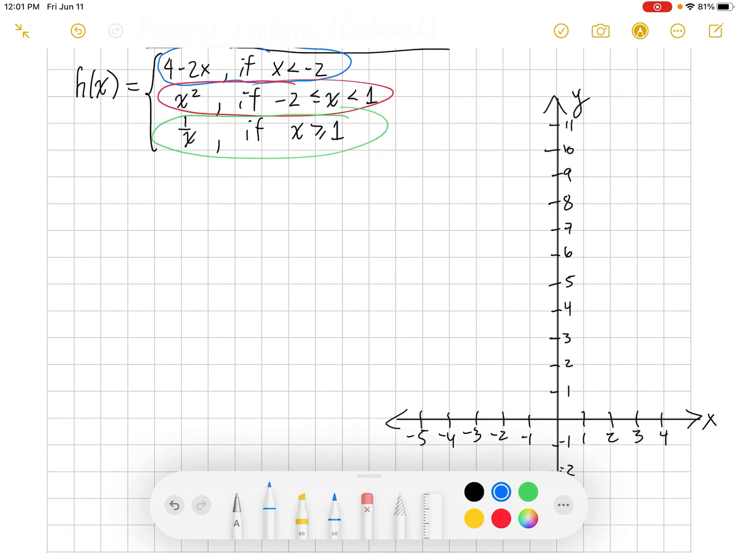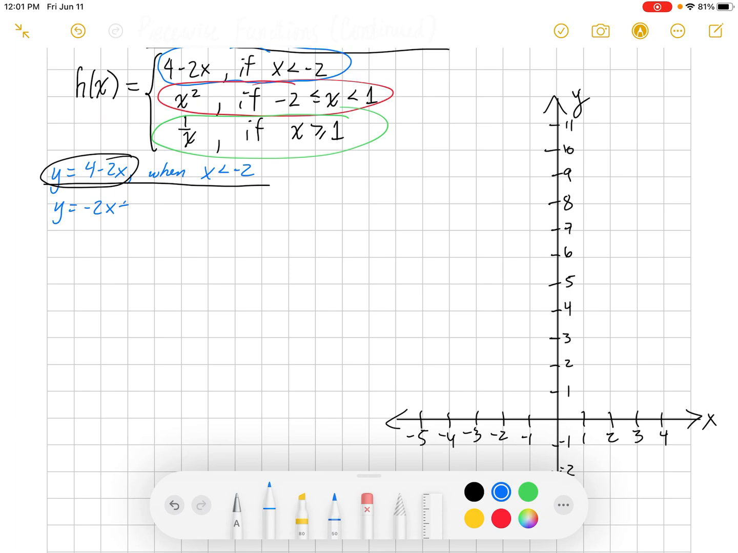So I'm going to look at the blue piece first. I already got my XY coordinate plane drawn out. So let's look at blue. Y equals 4 minus 2x. That happens when x is less than negative 2. So tell me about y equals 4 minus 2x.